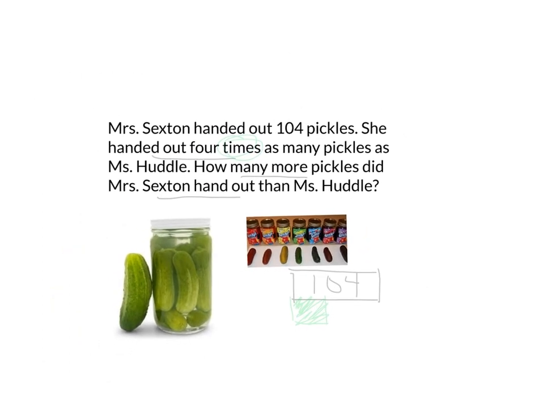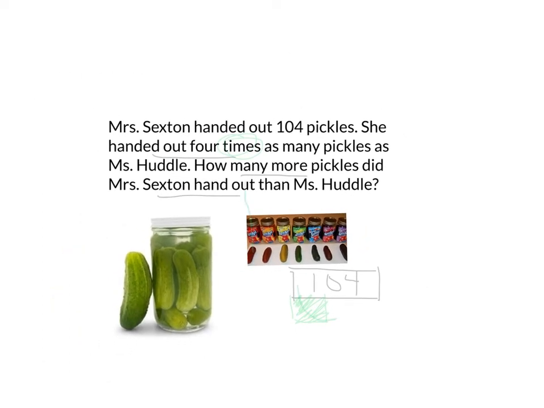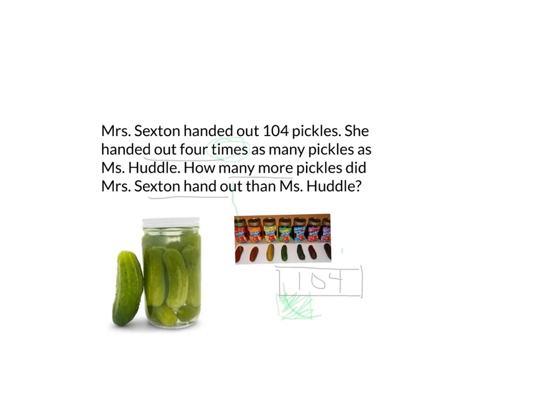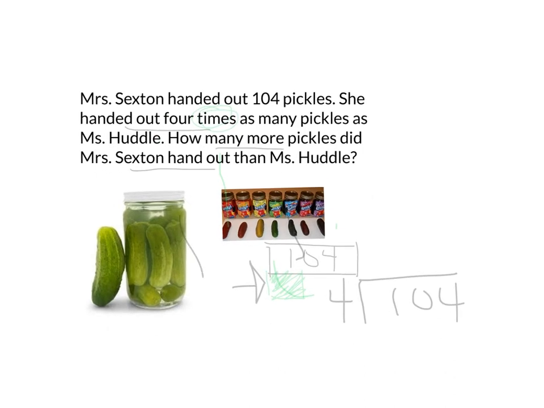So what we can do, Miss Sexton, is we can say that since you handed out 4 times as many pickles as me, that means that 104 divided by 4 is the number of pickles I was able to hand out. Does that make sense? I could do that. Okay.